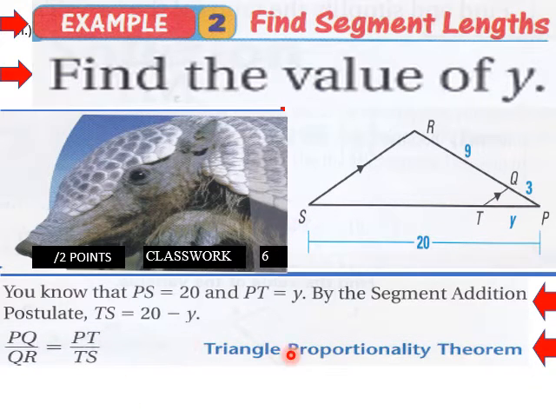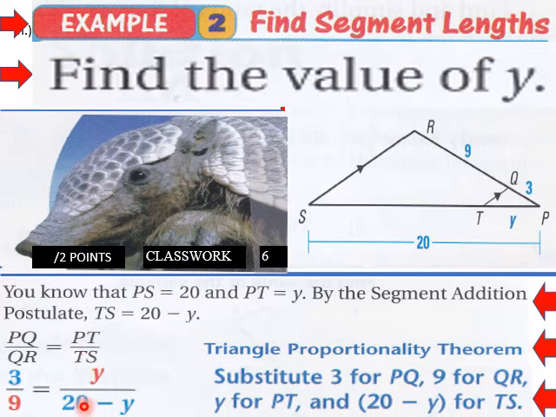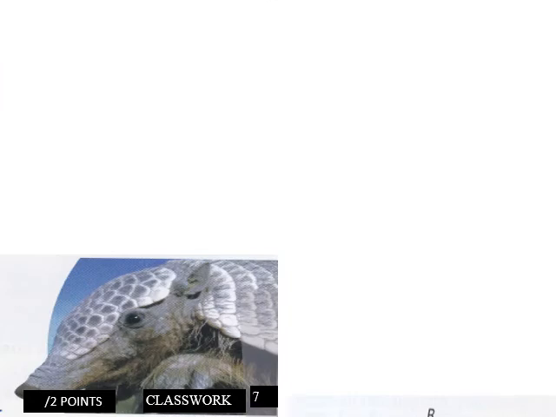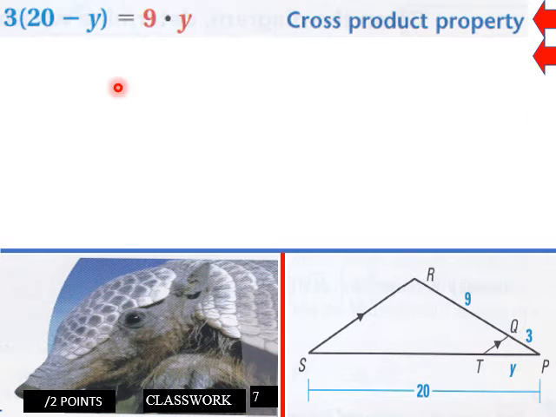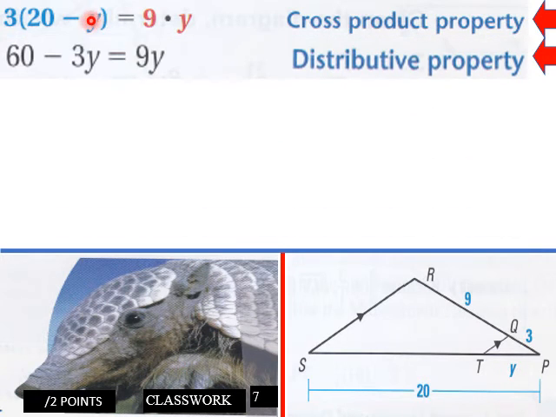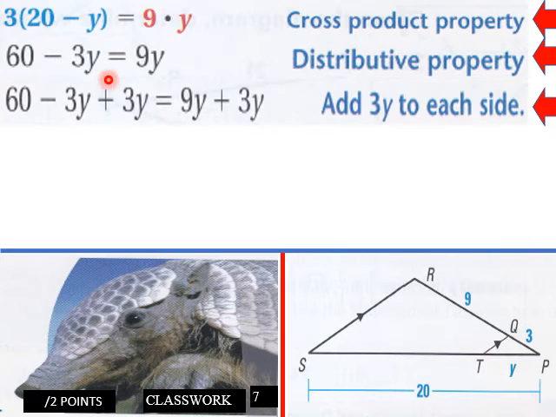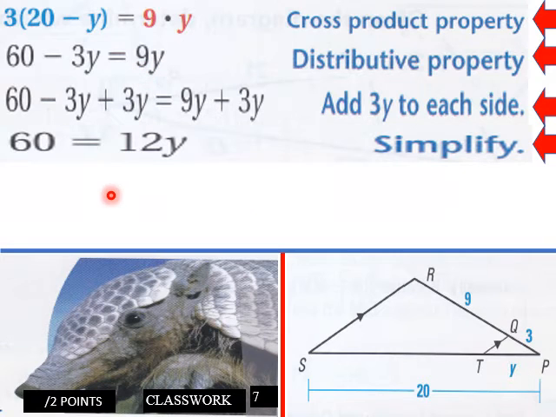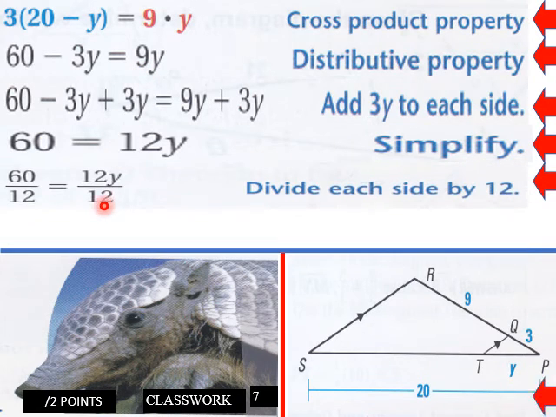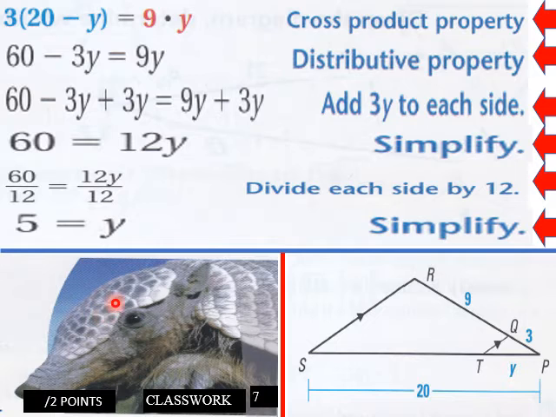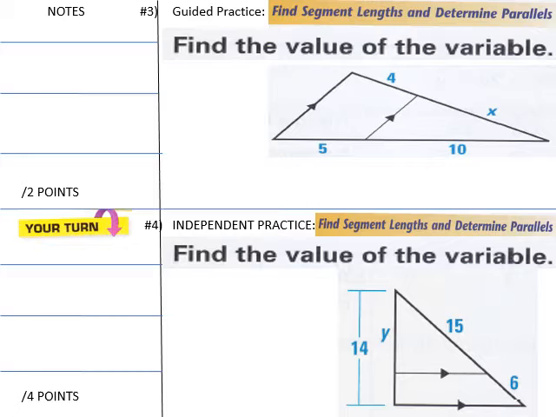Then we can set up our triangle proportionality theorem here. And then we plug in. For TS, we know TS equals 20 minus y, so we plug this in here. Cross product property, we multiply across and we come up with this expression here. We need to solve for y, so we add 3y to both sides. 60 equals 12y, divide through, and then we get 5 equals y for that.